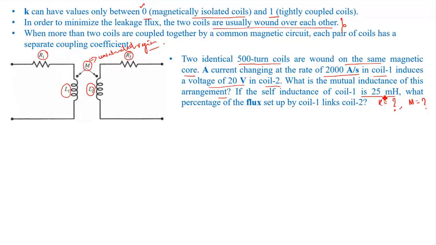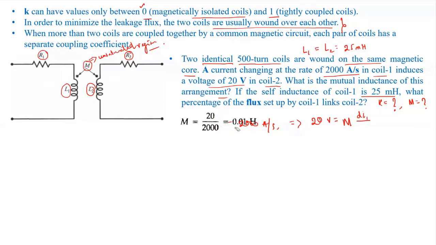So how will we proceed? The self-inductance is given as 25 millihenry, which is equal for both the coils because both the coils are identical. So I can write L1 equal to L2 equal to 25 millihenry. And there is a rate of change of current that is 2000 ampere per second in coil 1, di1 by dt. It induces a voltage of 20 volt in coil 2. So that means E2 is 20 volt. So E2 I can write as M di1 by dt, right? So that M will become 20 by 2000.